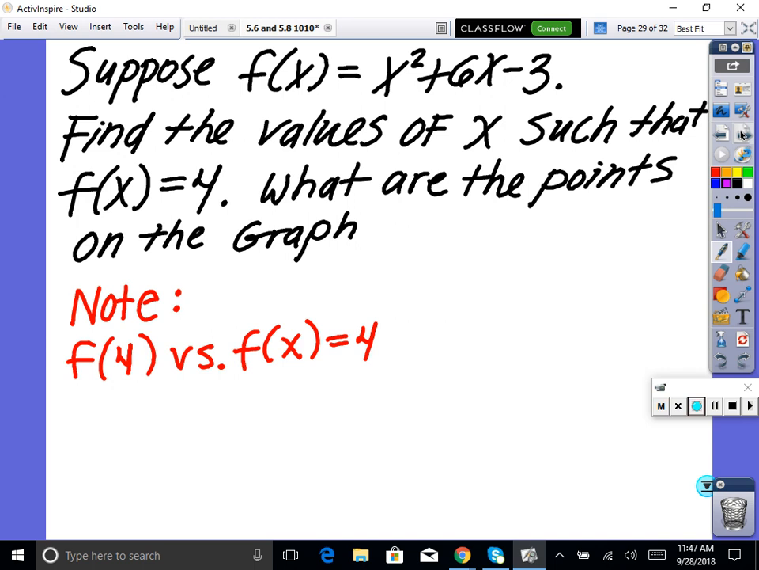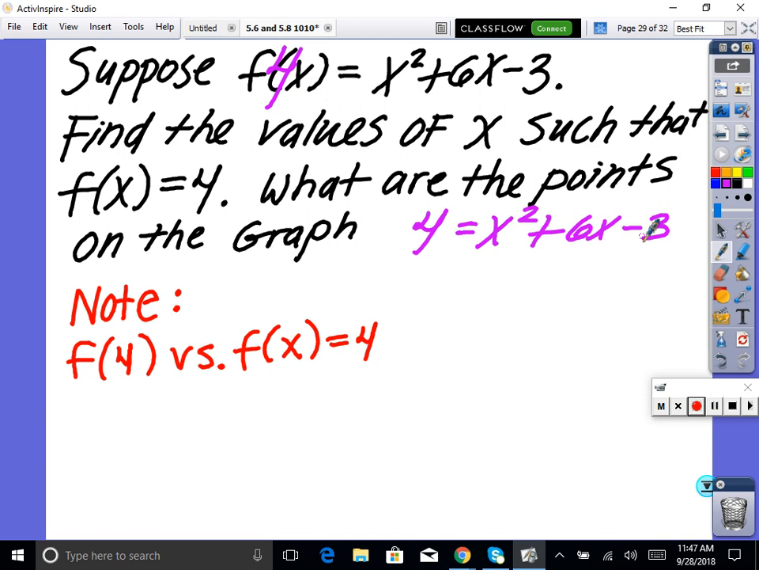Yeah, so you're saying don't plug it in for x. Yeah, you're right. You would not plug it in for x. Look, it says f of x is 4. So that means this is 4, right? So we have 4 is equal to x squared plus 6x minus 3. Do you guys see the difference between f of 4 and f of x equals 4?